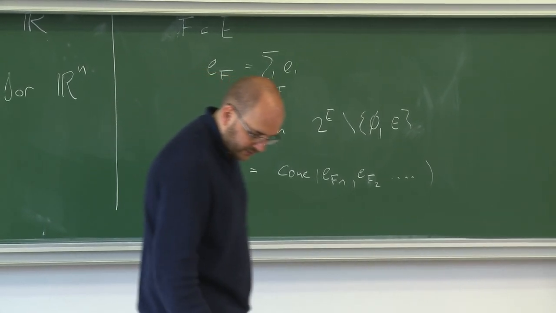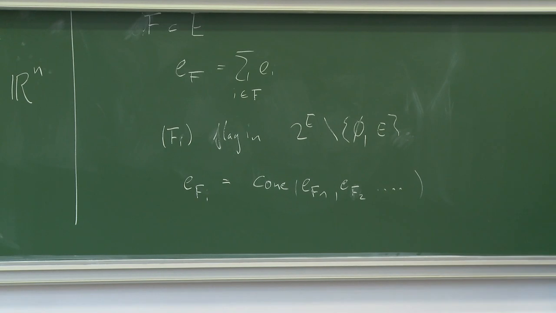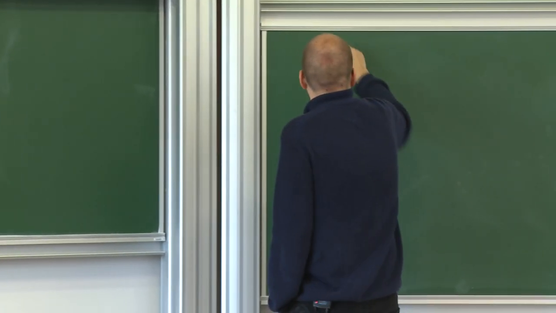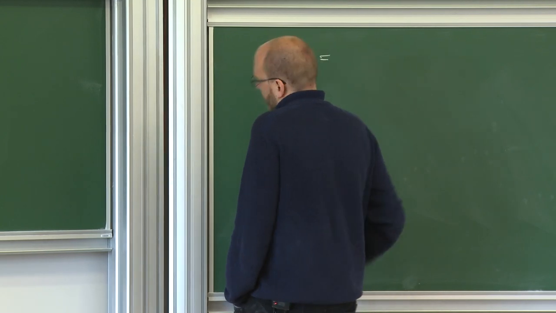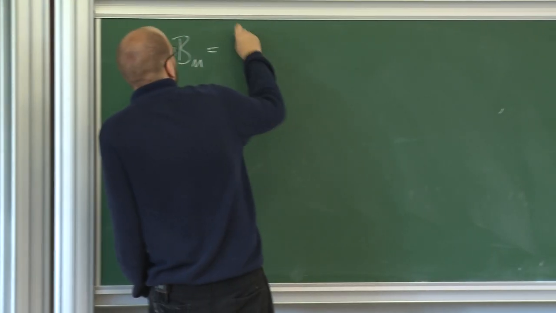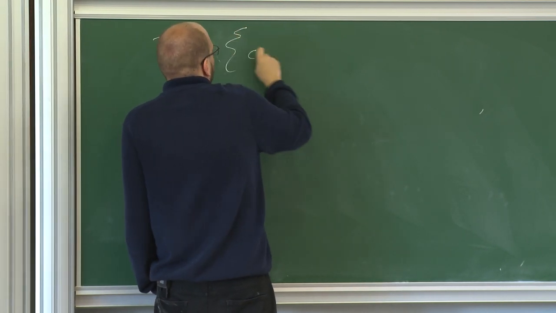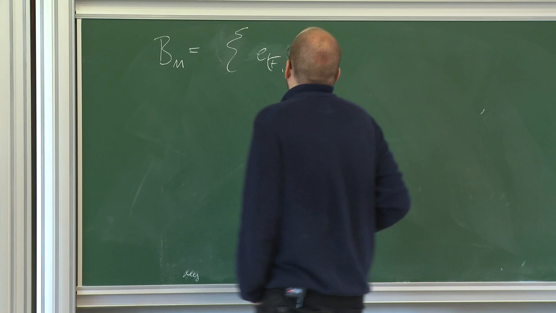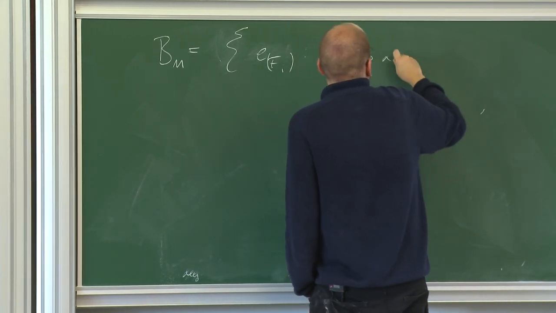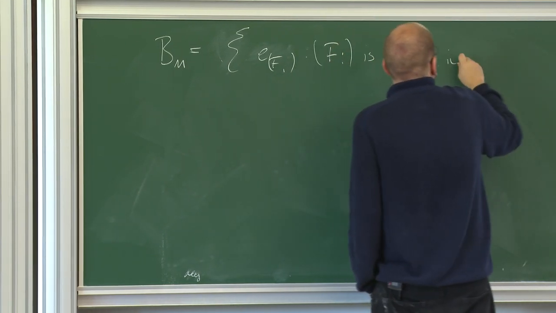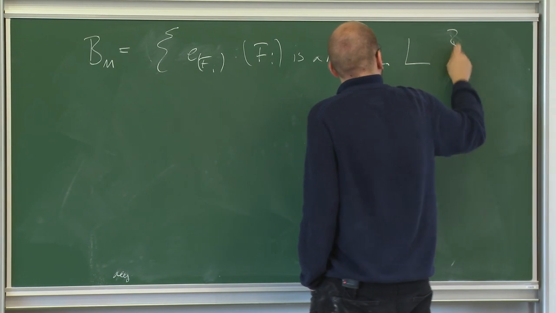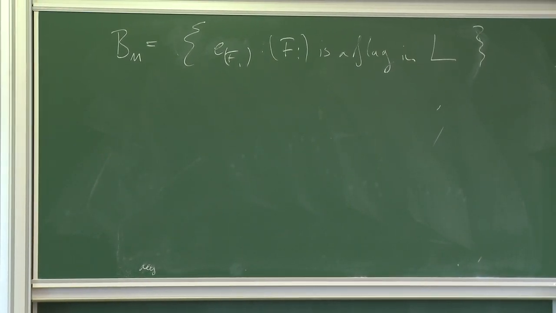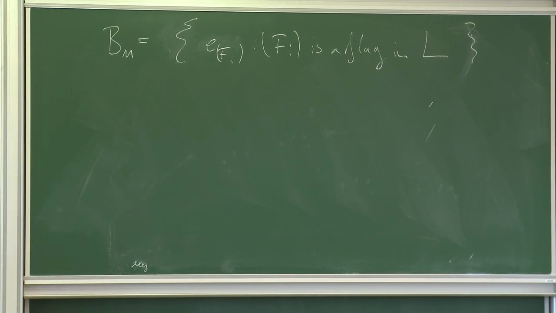And now I can finally associate my fan to the matroid. So B of M is the union of the cones e of F_i, where F_i is a flag in L. Okay? And that's my object. Let me just give some examples, just two of them.